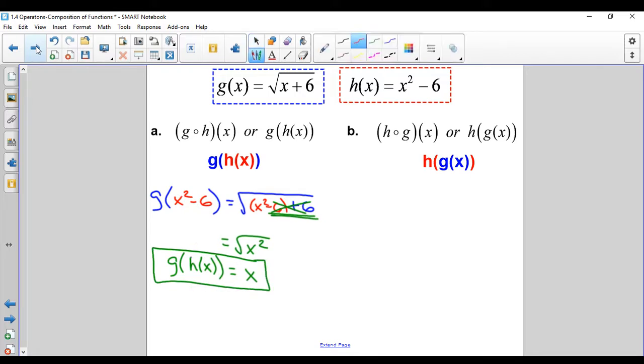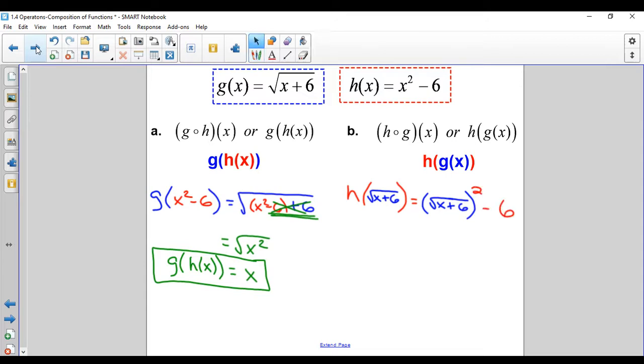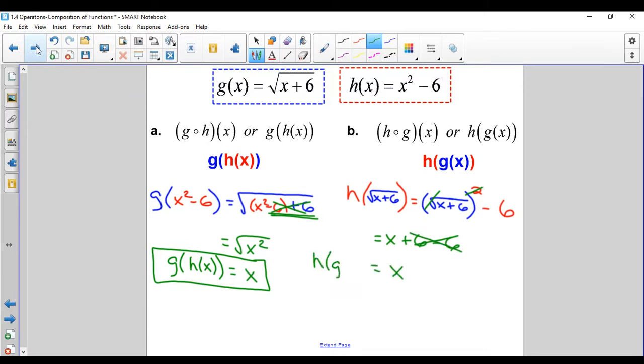Similar, I'm going to go h of g of x, so square root of x plus 6 is what I'm going to plug in. So I go square root of x plus 6 squared minus 6. Remember your rules with radicals. You square a square root. That just cancels out the square root. So you're left with x plus 6 minus 6. 6's cancel again, and we're left with x again. All right, it's just a matter of what we have. That's not always something that happens. There's our answer for each of those.